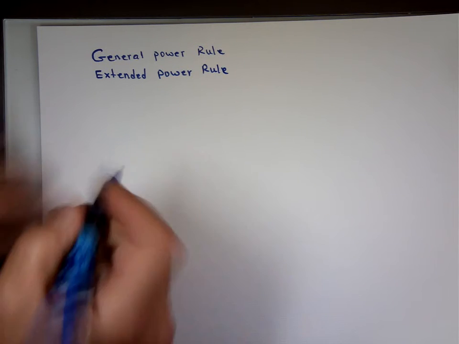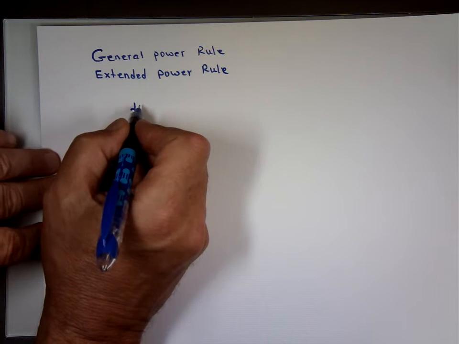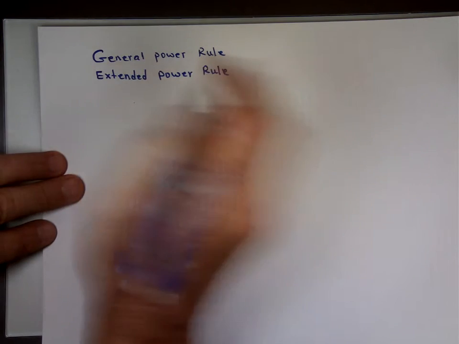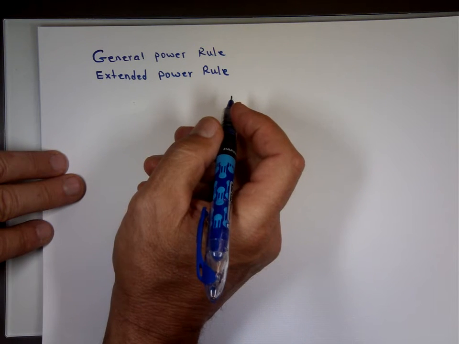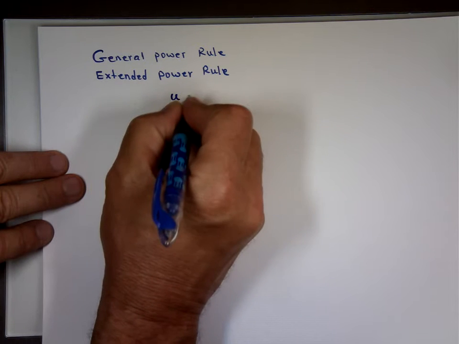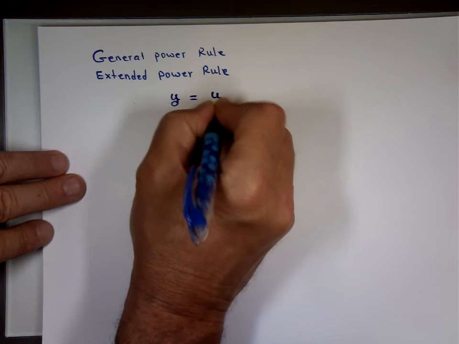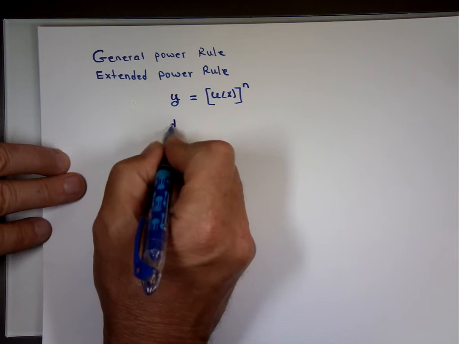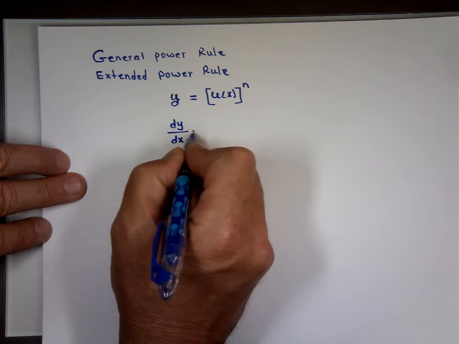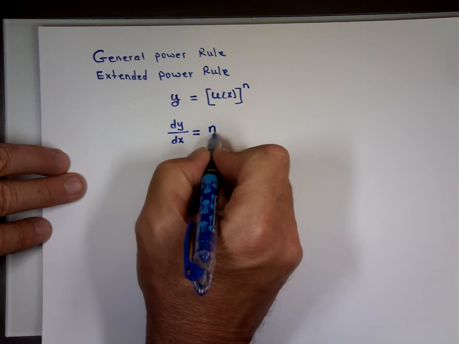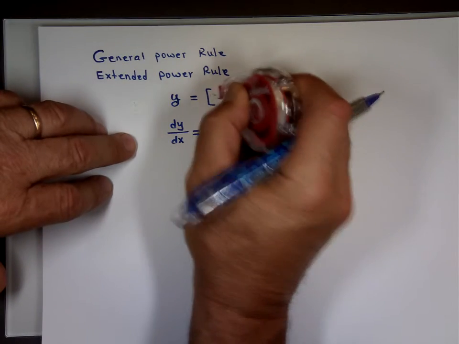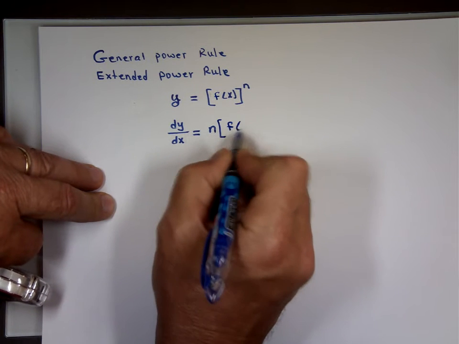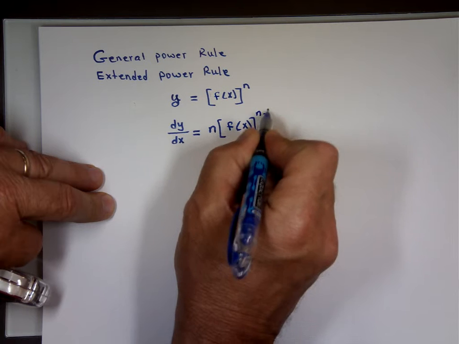Which says if you want to take the derivative, if you have a function, y equals u to the n, some function raised to a power, then the derivative of that is equal to: take the power, move it to the front. I don't like u because we used u early, so let's use f here. F looks like it would be a nicer one. n times f of x to the power of n minus 1 times the derivative of f.